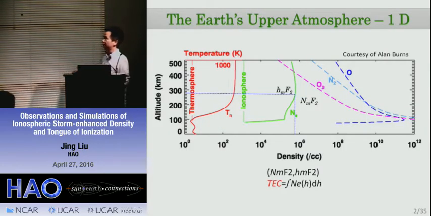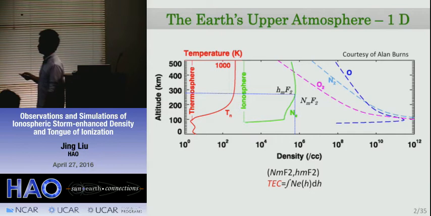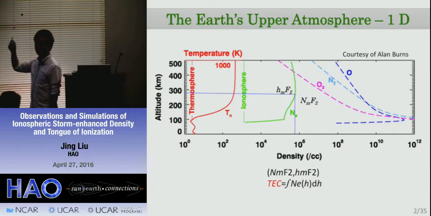Here is Earth's upper atmosphere. That's a classic upper atmosphere. The upper atmosphere is very hot relative to the lower atmosphere. That's the ionosphere that resides in this hot thermosphere. Here I want to introduce several key parameters. The first one is NmF2, the peak density of the F2 region, and HmF2 is the peak height. Another one is TEC, the altitude integrated total electron content from the bottom of the ionosphere all the way up to the plasmasphere.